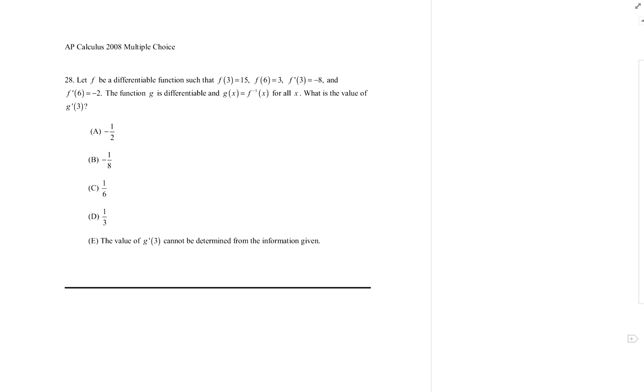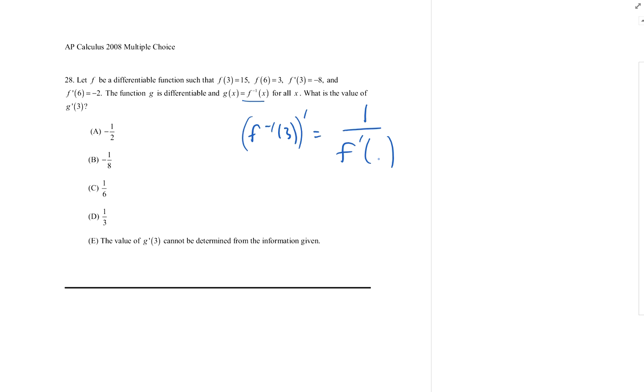Okay, and last one on this part, we've got f is differentiable. They give us all this information. G is differentiable. G is the inverse. What's g prime of 3? So what they're really asking is what's f inverse of 3 prime? The derivative of the inverse. Well, I know the derivative of the inverse is the reciprocal of the original function. Now the question is, what's the original function?